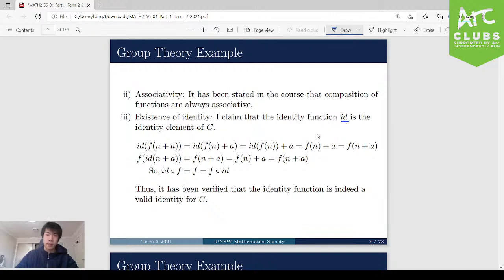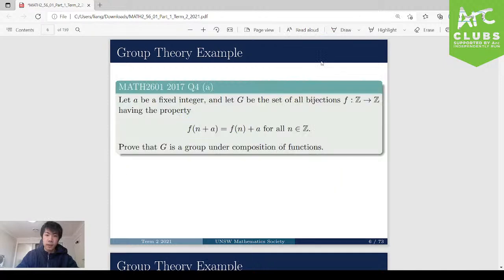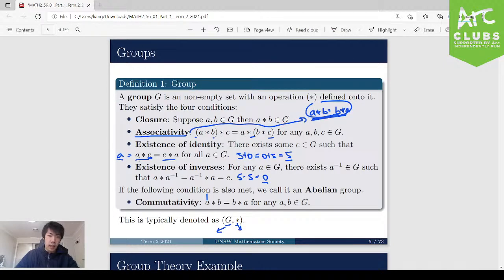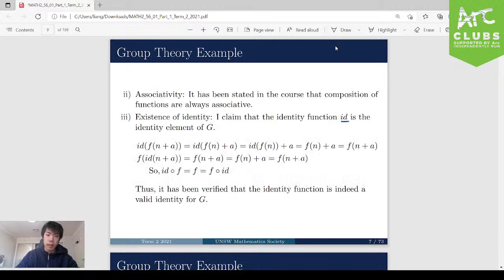So the function that basically maps something to the same thing, right? We have to prove that if it is the identity, then a operated with e equals e operated with a equals a itself. So that means I need to prove that id composed with f is the same as f composed with id, which is the same as just f itself, okay?